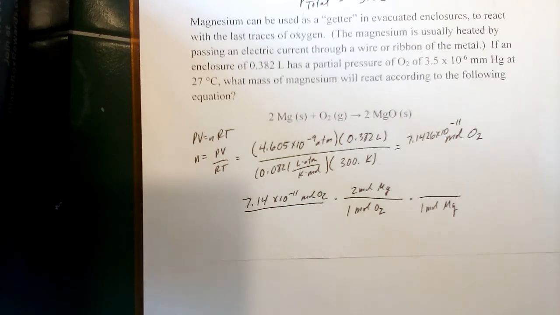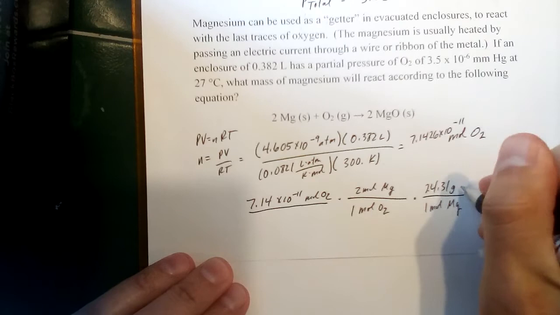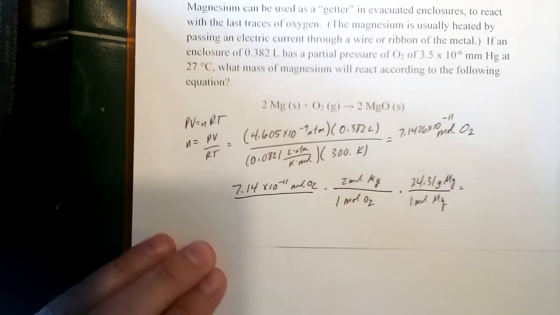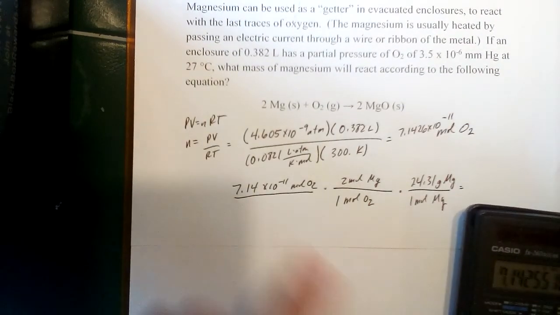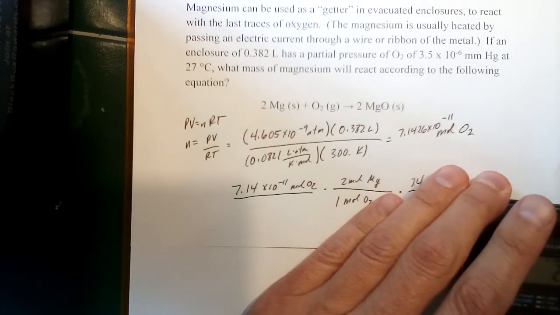Well, I have a textbook here. Let me just look in the cover of the textbook real quick. Magnesium is 24.31. 24.31 grams of magnesium per mole. So take that previous answer times 2 times 24.31.